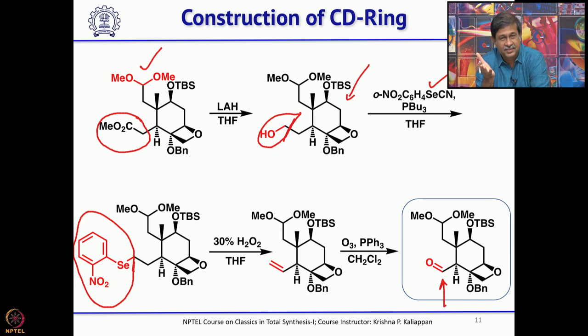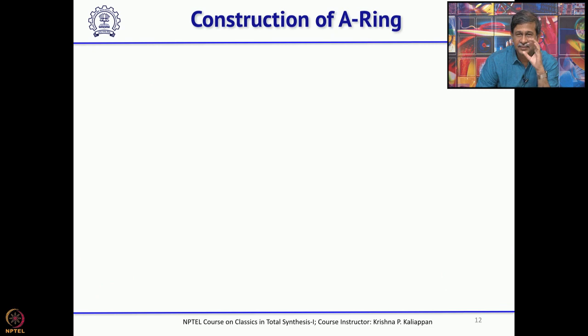Once you have the double bond, it's very simple and straightforward. You do the Bose analysis. Bose analysis will give the aldehyde. So now you have the real CD ring with two substituents at the C ring, which can be attached to the A ring to form the B ring. With this, we will now see how they made the A ring.